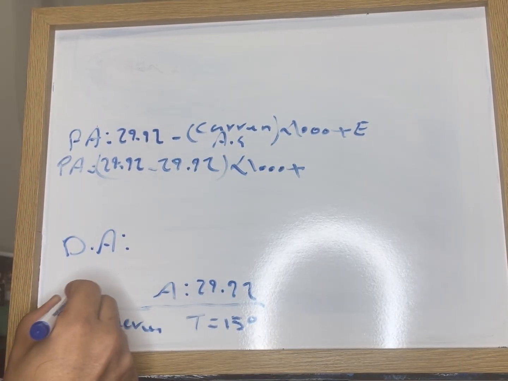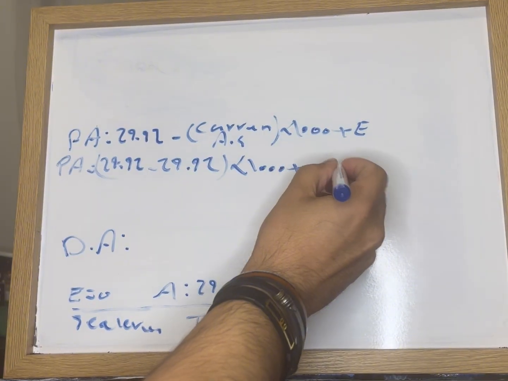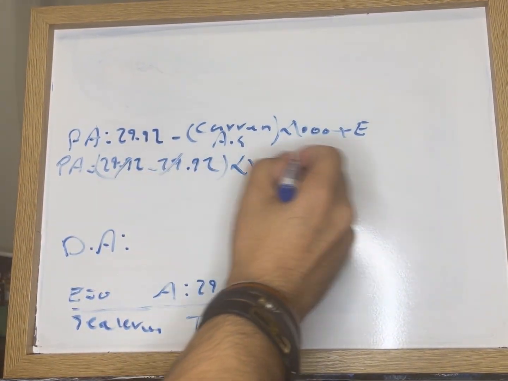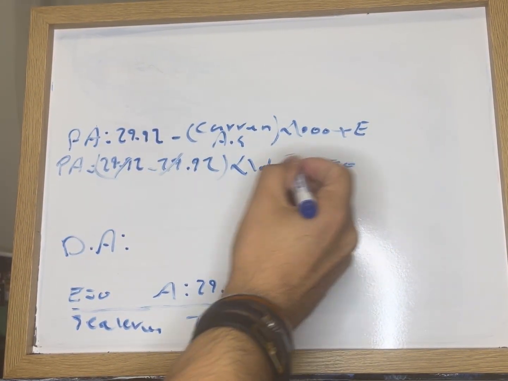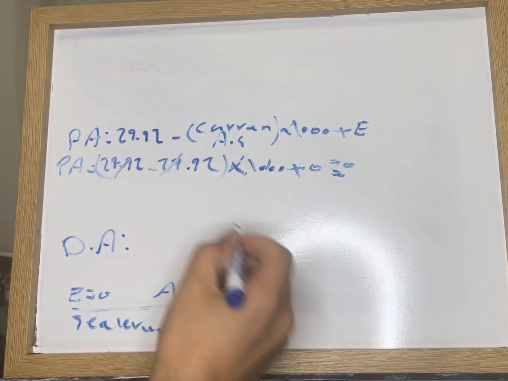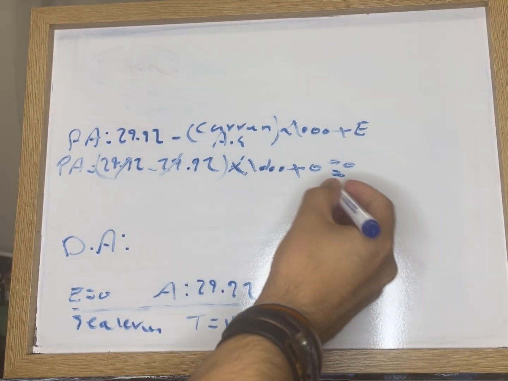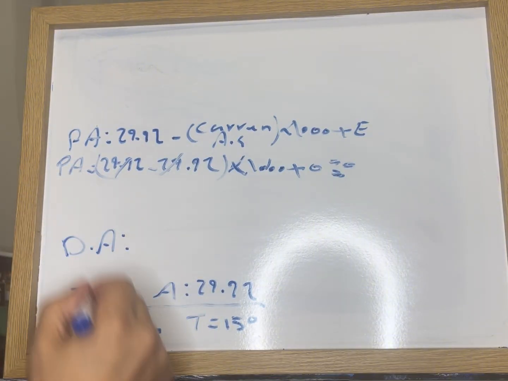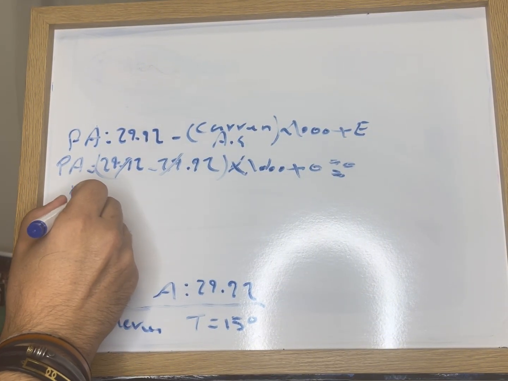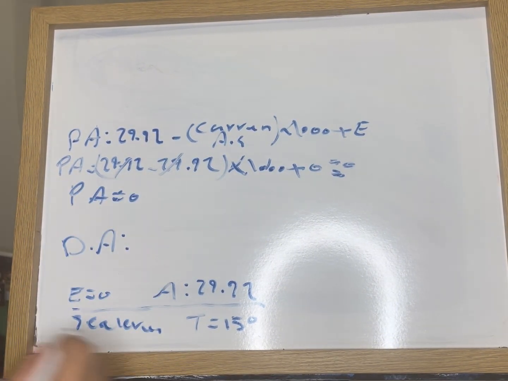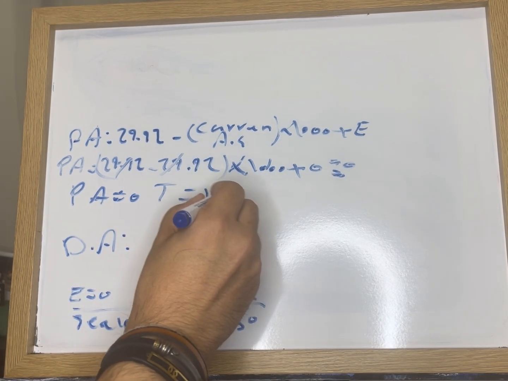You are at sea level, so elevation is 0, plus 0. So pressure altitude equals 0. We multiply by 1000 feet because for each 1000 feet, pressure decreases by 1 inch of mercury. So at this station, pressure altitude equals 0 and temperature is 15.